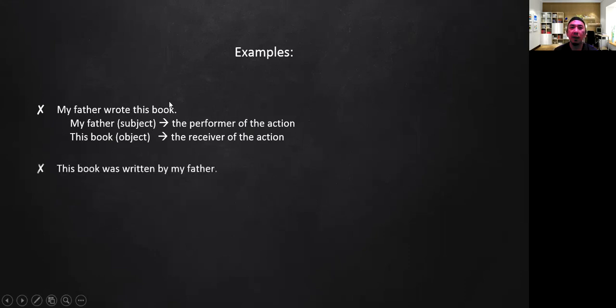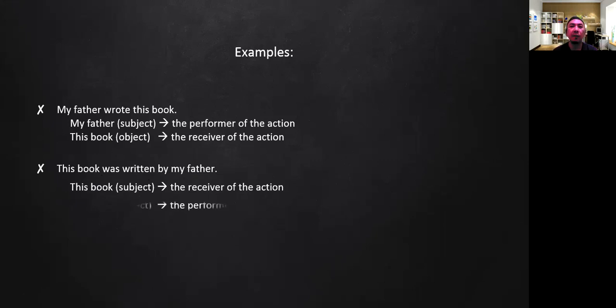Now, if we change it into "This book was written by my father," it becomes a passive sentence. If you look at this, the book here becomes the subject of the sentence. Although it is the subject, it is still the receiver of the action. Remember, the action is writing, right? Who wrote the book? My father. And my father, in this context, is the object of the sentence, still the performer of the action.